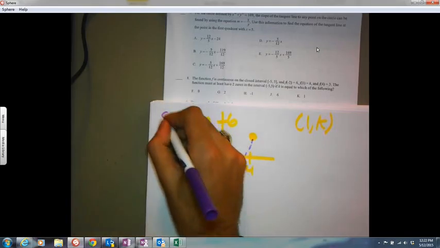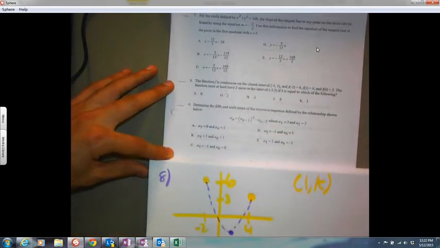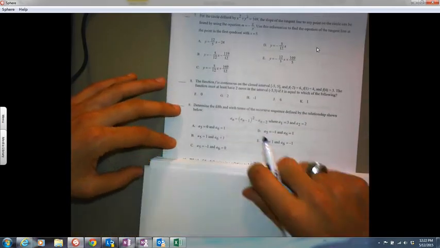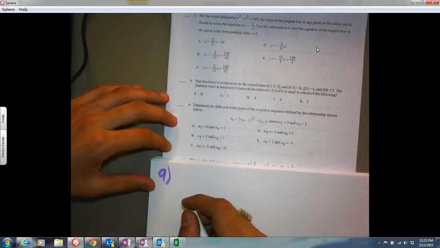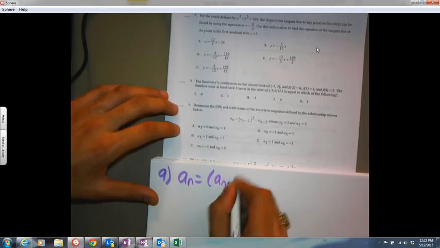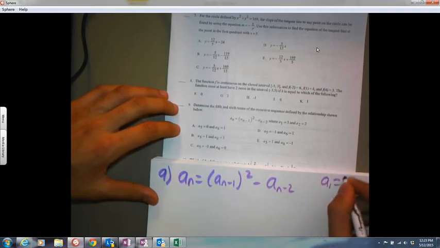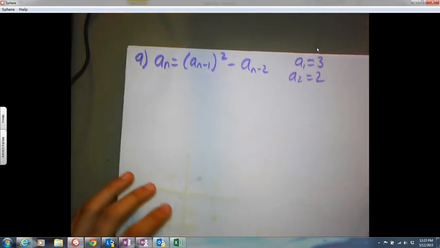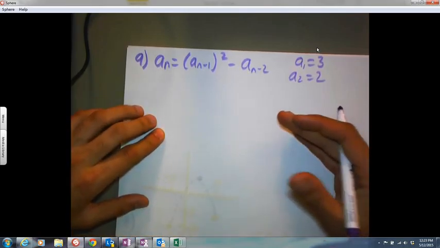All right, so number 9 is A. This is just a good old recursive sequence here. They want us to get A5 and A6. In order to get A5, you need A4. In order to get A4, you need A3. So let's start by finding A3.